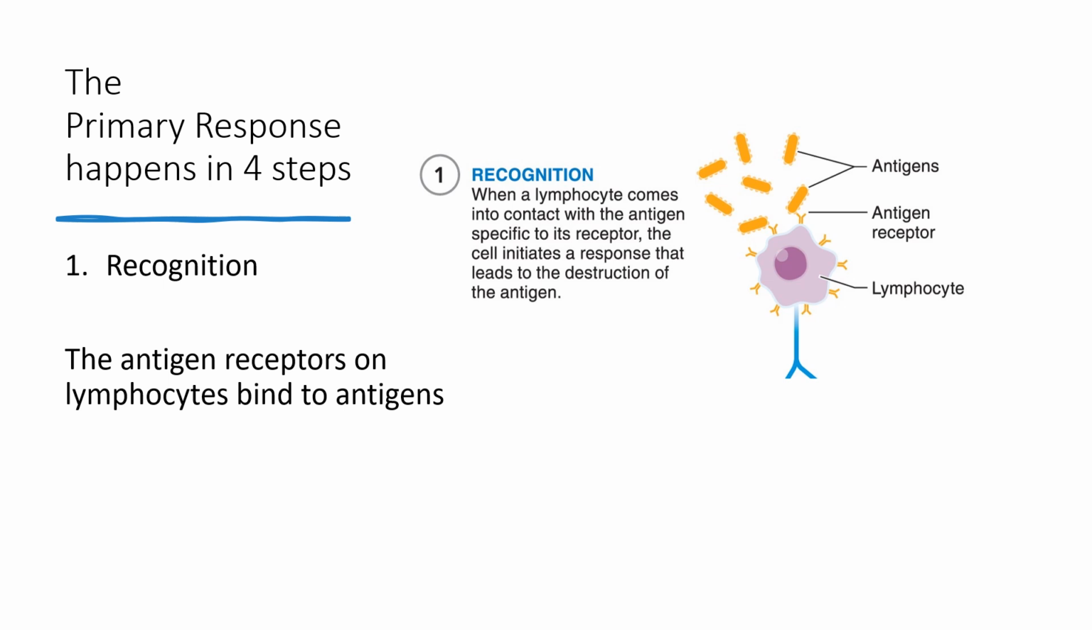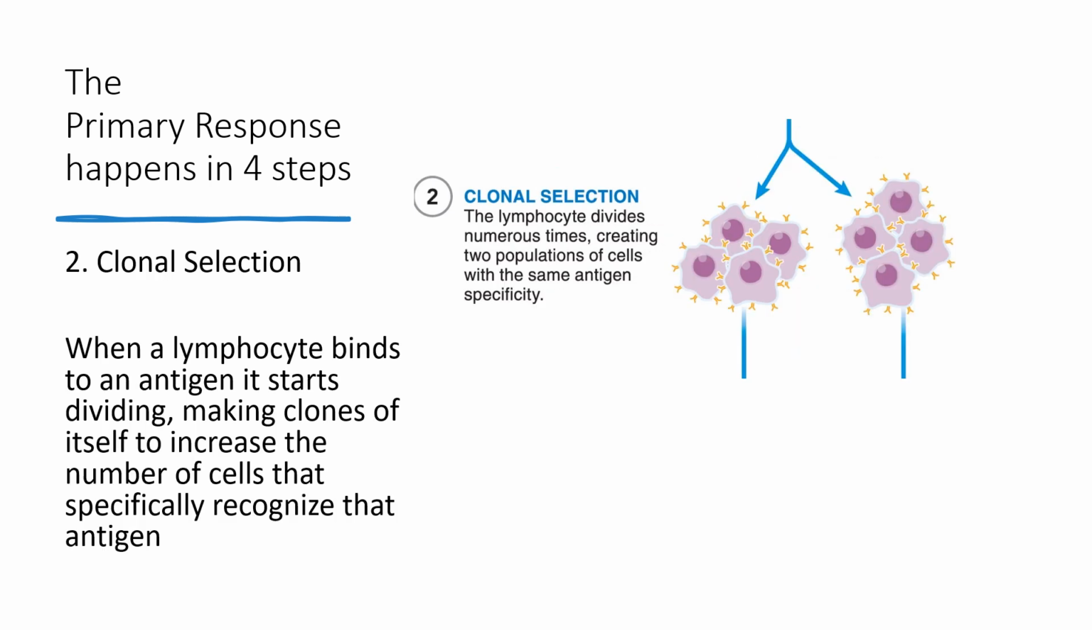The primary response happens in 4 steps. First, the pathogen is recognized as a foreign body. This happens when antigen receptors on the lymphocytes bind to the antigens from the pathogen. Next, the body increases the number of lymphocytes to strengthen the response. When a lymphocyte binds to an antigen, it starts dividing and making clones of itself, so there are more cells available to fight the infection.